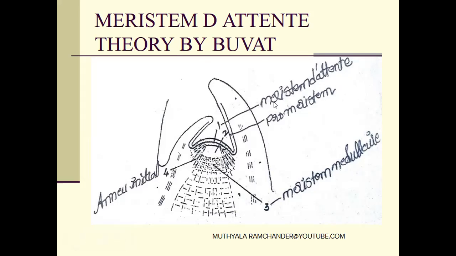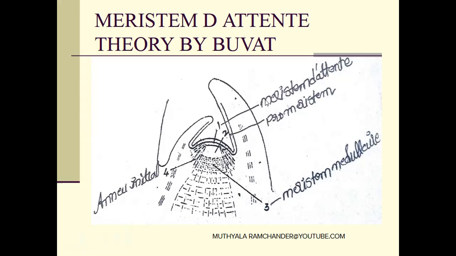According to this theory, meristem d'attente tissues are present on the terminal part of the shoot. They cannot participate in division at a young age of the plant. They participate in division at the adult age of the plant, and they develop into the reproductive organs of the plant. Below the meristem d'attente, anneau initial tissues are present at the lateral position. They develop into dermatogen, and dermatogen develops into the epidermis of the shoot.